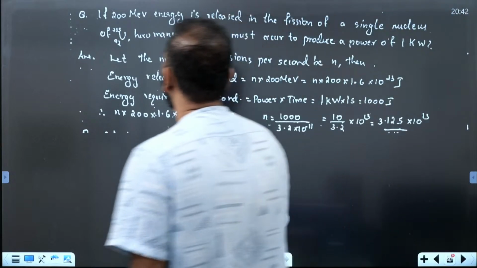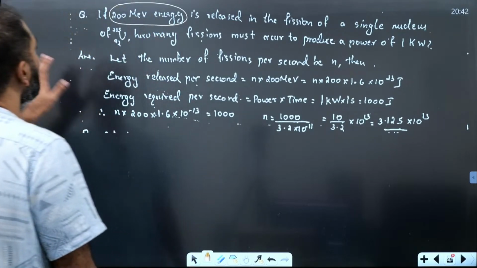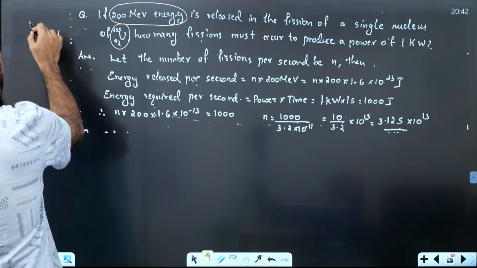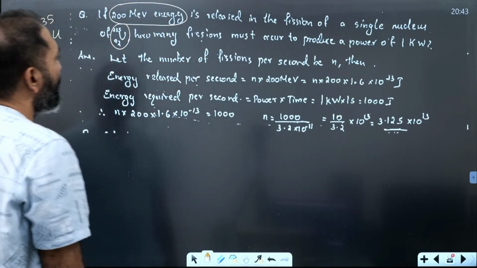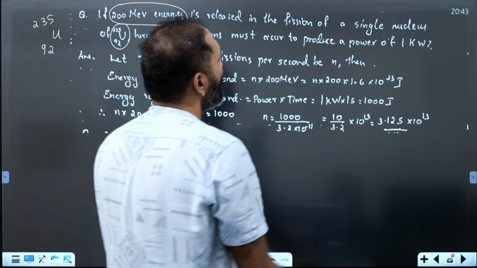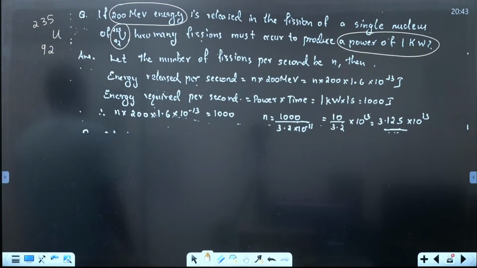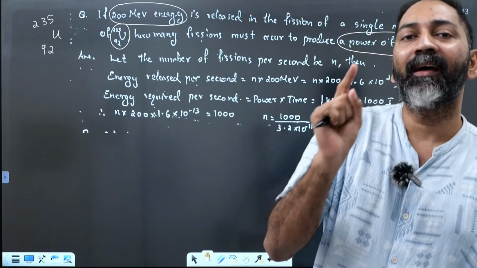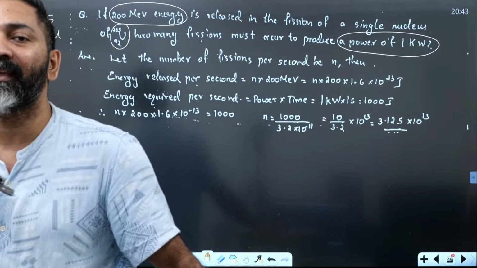It's a tough one. 200 MeV energy is released in the fission of a single nucleus of 92U235. How much energy is released from a single nucleus? 200 MeV. How many fissions must occur to produce a power of 1 kilowatt? It's a previous entrance question. How many fissions need to occur to produce a power of 1 kilowatt if the energy released from the fission of a single uranium 92U235 nucleus is 200 MeV?